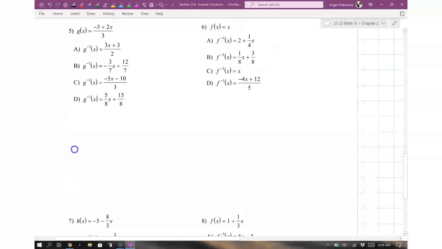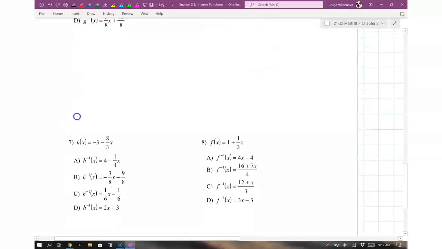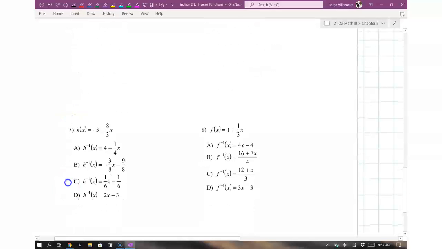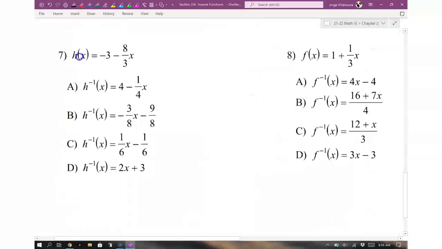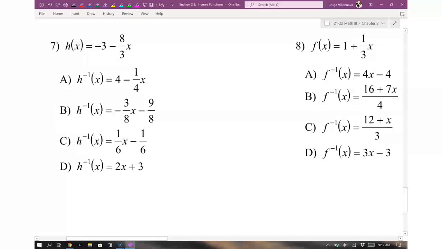But let me see. 5, it looks like it can be. Let's do one of these, like 7 and 8. Okay, let's try 7. So we have h of x. We want to find h inverse of x. Okay? So let me just rewrite it. H of x is equal to negative 3 minus 8/3 x.